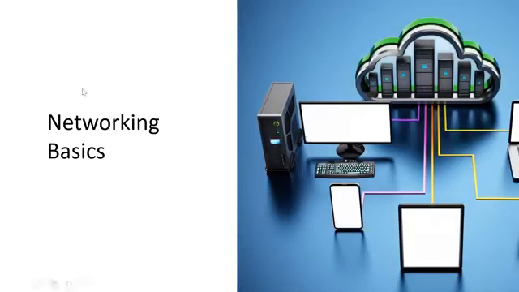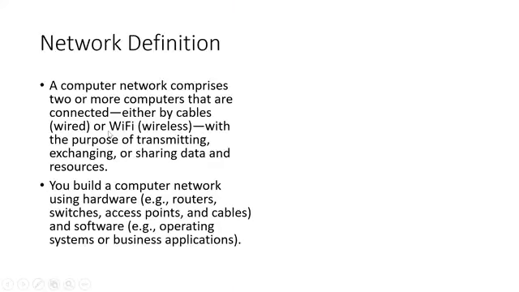All right. In order for us not to spend a lot of time on this, basically, when we say a network, it comprises two or more computers that are connected either by cable or by Wi-Fi. So it can either be in a wired environment or it could be a wireless environment. And then the purpose for which networks are created is for transmission, exchanging, or sharing of data and then resources.